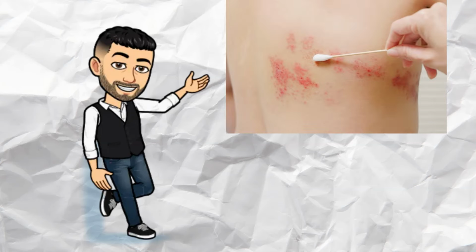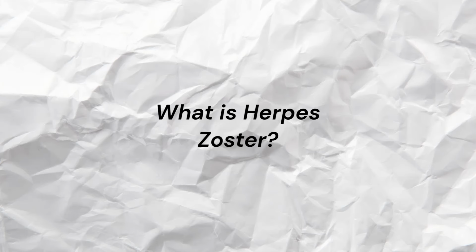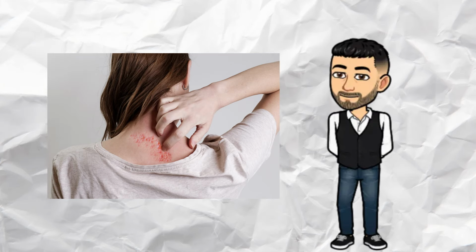Today, we're going to talk about a health condition that affects many people, herpes zoster, also known as shingles. What is herpes zoster? Herpes zoster, also known as shingles, is a disease caused by the varicella zoster virus, the same virus responsible for chickenpox. After an initial chickenpox infection, the virus can remain latent in the nervous system for many years and eventually reactivate, resulting in the development of shingles.